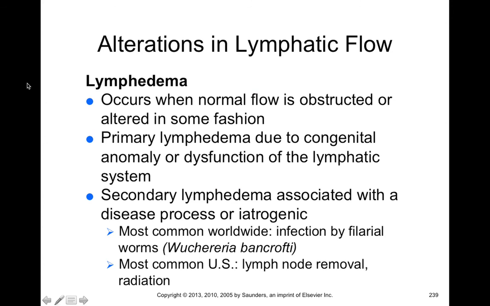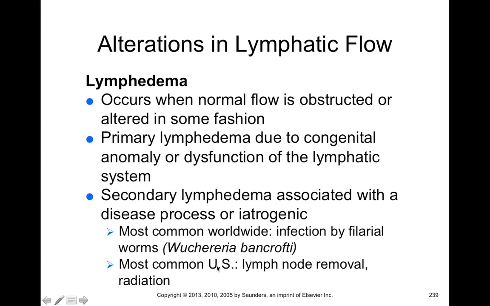Now, lymphedema is going to be where you have normal flow that's obstructed or altered. Primary lymphedema is going to be due to congenital anomalies or dysfunction of the lymphatic system. Secondary lymphedema is actually usually associated with a disease process, or if it's iatrogenic, like if a lymph vessel gets accidentally removed or plugged during surgery. But a common form of secondary lymphedema is actually an infection by a filarial worm. And this filarial worm, which is a parasite, likes to live in the lymphatic system, and it feeds on lymph components. But these worms eventually block lymphatic flow, which leads to lymphedema.